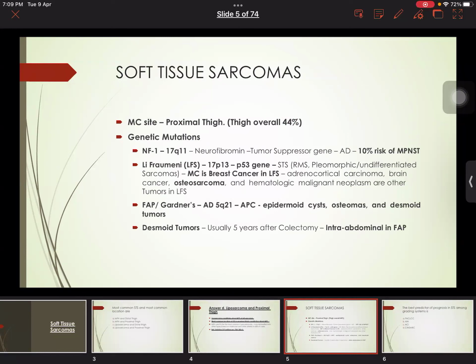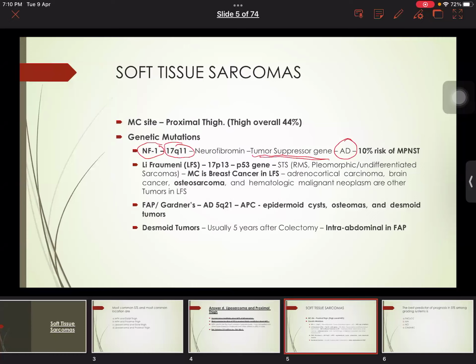If you look at the genetic mutations, the inheritable mutations that are associated with soft tissue sarcomas, generally when we talk about previous family history, familial and hereditary inherited cancers. Here, some of the syndromes that are associated, one is your neurofibromatosis type 1, which is found in chromosome 17. It is an autosomal dominant disorder. You have the tumor suppressor gene.